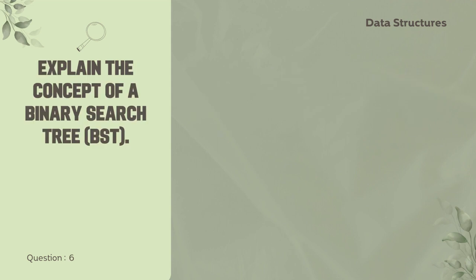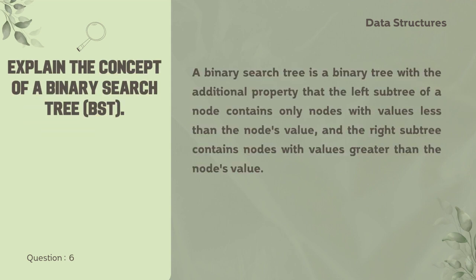Explain the concept of a binary search tree. A binary search tree is a binary tree with the additional property that the left subtree of a node contains only nodes with values less than the node's value, and the right subtree contains nodes with values greater than the node's value. Binary search trees enable efficient searching, insertion, and deletion operations. They are commonly used for tasks such as searching, sorting, and organizing data efficiently.